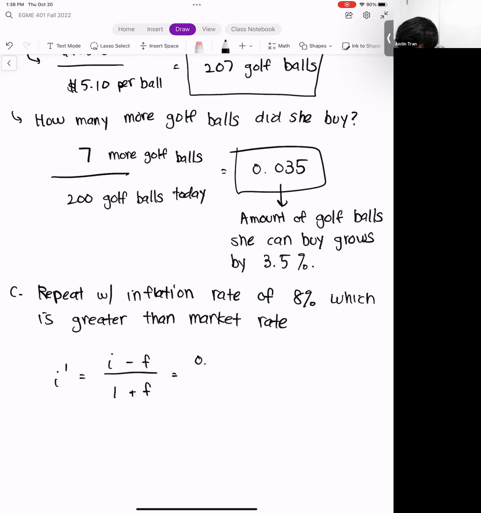And so our market rate in this case is still 0.055. Our inflation rate here is 0.08. And on the denominator, we have 1 plus the inflation rate, so 1 plus 0.08. And so we punch in all the numbers for that, then we get a negative 0.023. So this means our real interest rate is negative 2.3%.